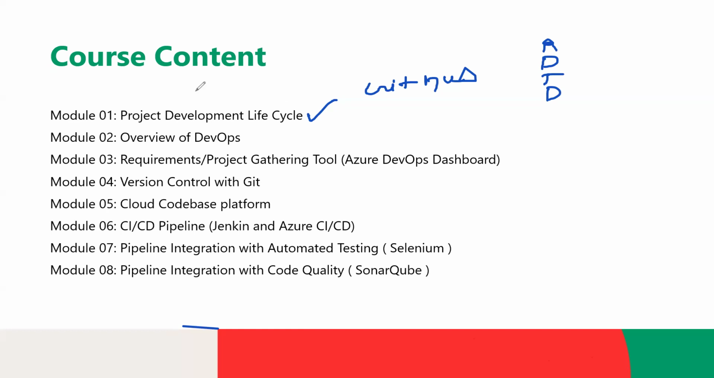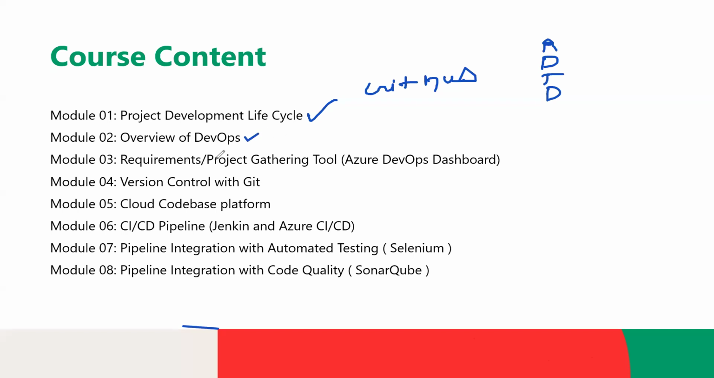Then second part, overview of DevOps. So here I just explain on a very high level what is DevOps and what is the benefit. Here we will discuss in more detail how DevOps works and what all things and what all responsibility you will have as a DevOps engineer.